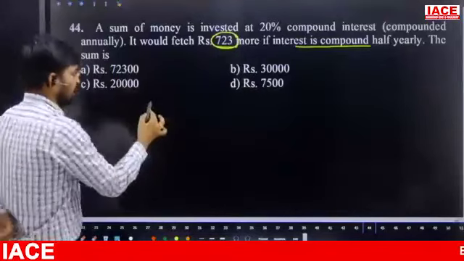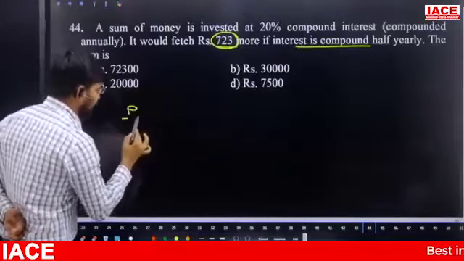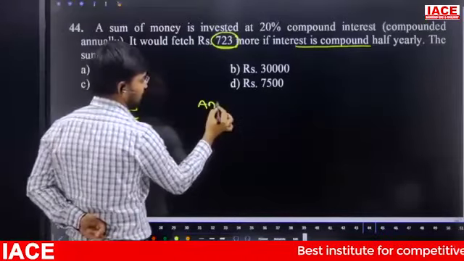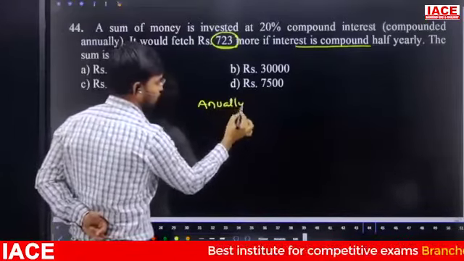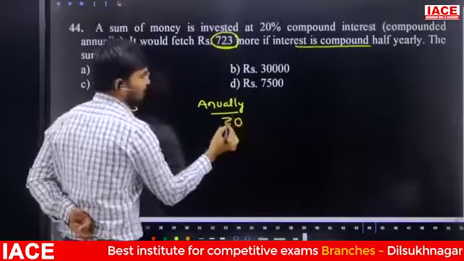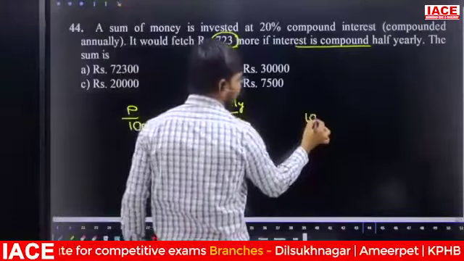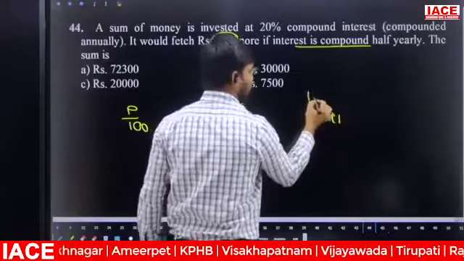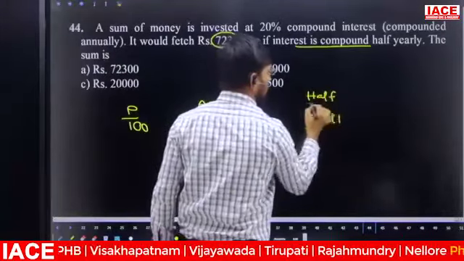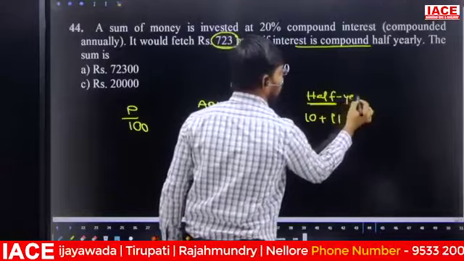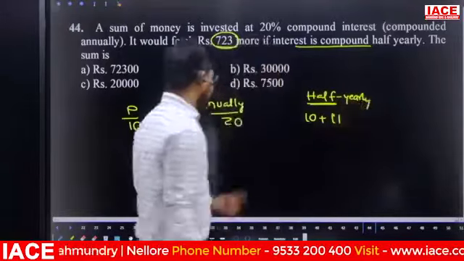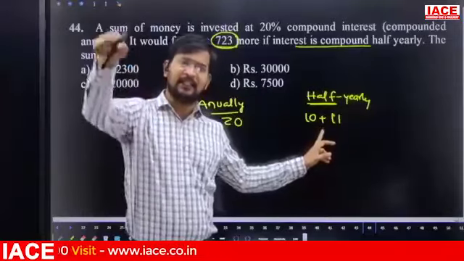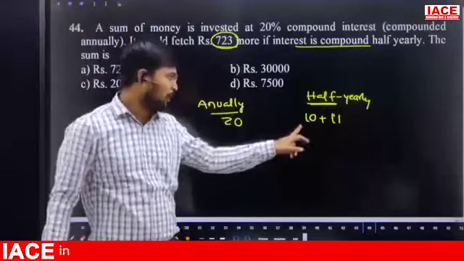No problem. I assume the principal as 100. Annually, you are getting 20%, which is nothing but only 20 rupees. Half yearly is nothing but 10 plus, for the second half year, 11 rupees now. So half yearly, you are getting a total of 21 rupees interest. Yearly you are getting only 20, but half yearly 10 plus 10% of 10, 11. So total 21 you are getting.